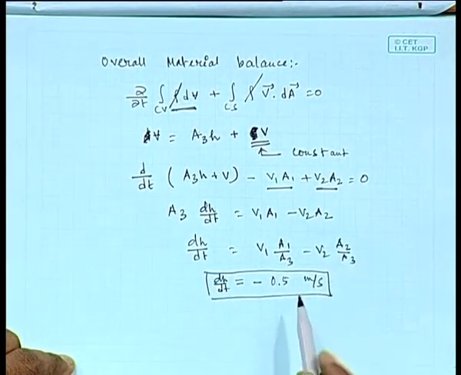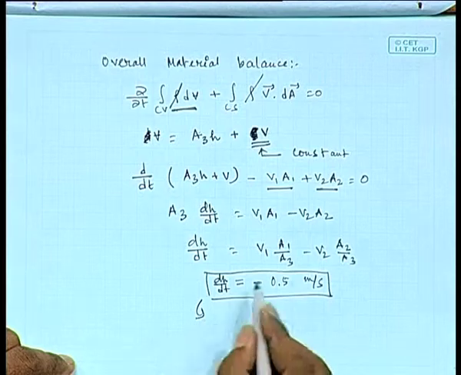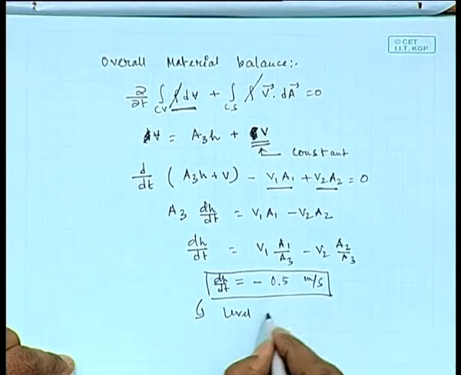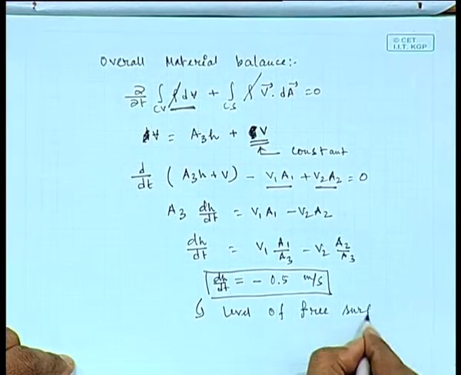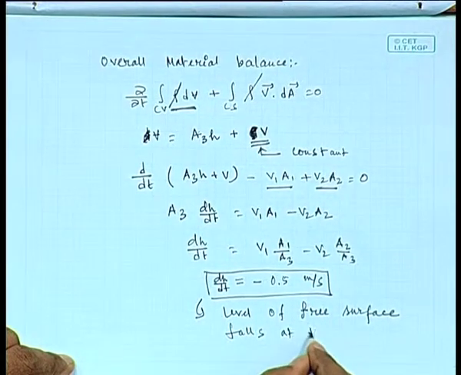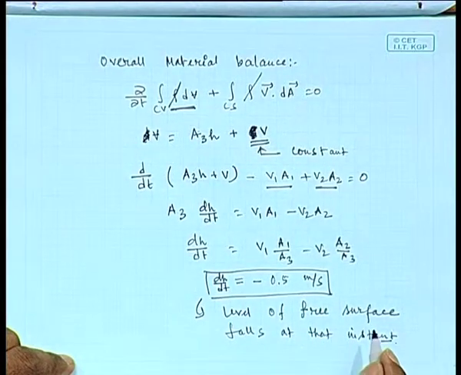So, that means at that particular instant where the velocity, flow rate, etc., are specified, the level of the free surface will be falling down. It falls at that instant. In the next instant, your velocity, etc., can change and this value can change.